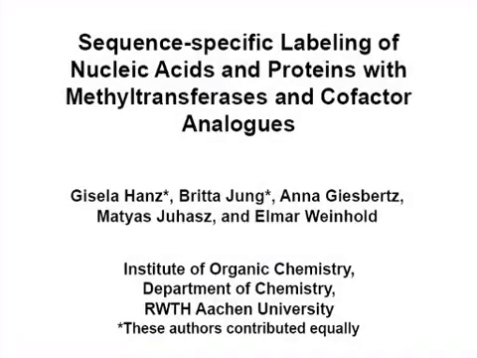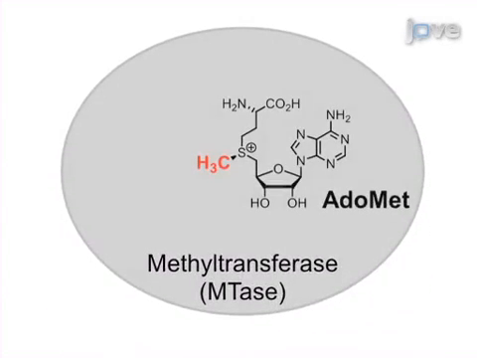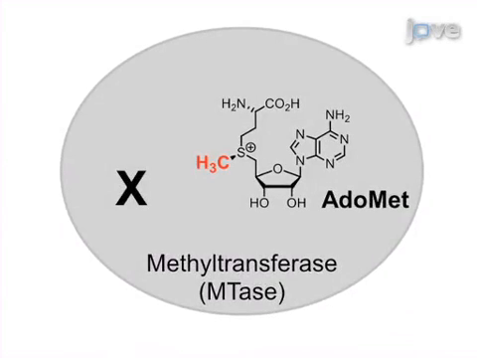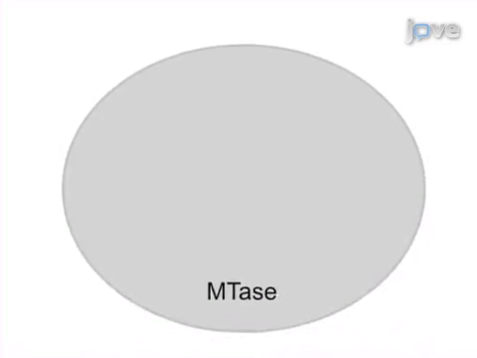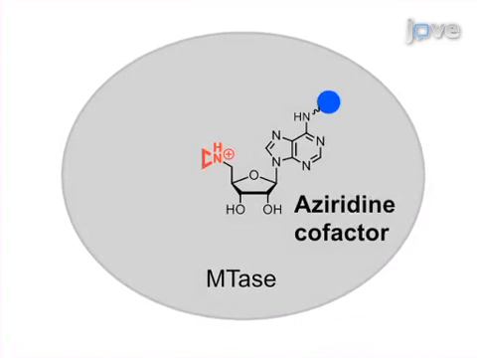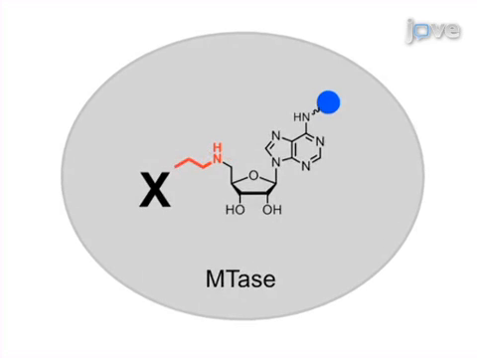The overall goal of the following experiments is to specifically label DNA and proteins using methyltransferases, which naturally transfer the activated methyl group from the cofactor S-adenosyl-L-methionine, called AdoMet, to DNA, RNA, proteins, or small biomolecules. One-step labeling is achieved by replacing the natural cofactor AdoMet with synthetic aziridine cofactors that change the course of the reaction, leading to enzymatic coupling of the whole cofactor and therefore covalent labeling of the substrate.